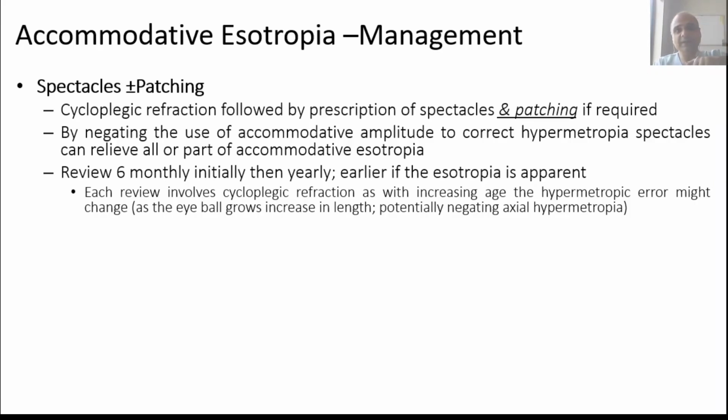And the review period is usually 6 months initially, then yearly, and then you can sort of delay it. If the squint at any time comes back, you tell the patient to come back earlier so that we can check if the refractive error has changed. On each review, you need to do cycloplegic refraction. As the child is growing older, the magnitude of hypermetropia might actually decrease as the size of the eyeball is increasing, which would negate axial hypermetropia.